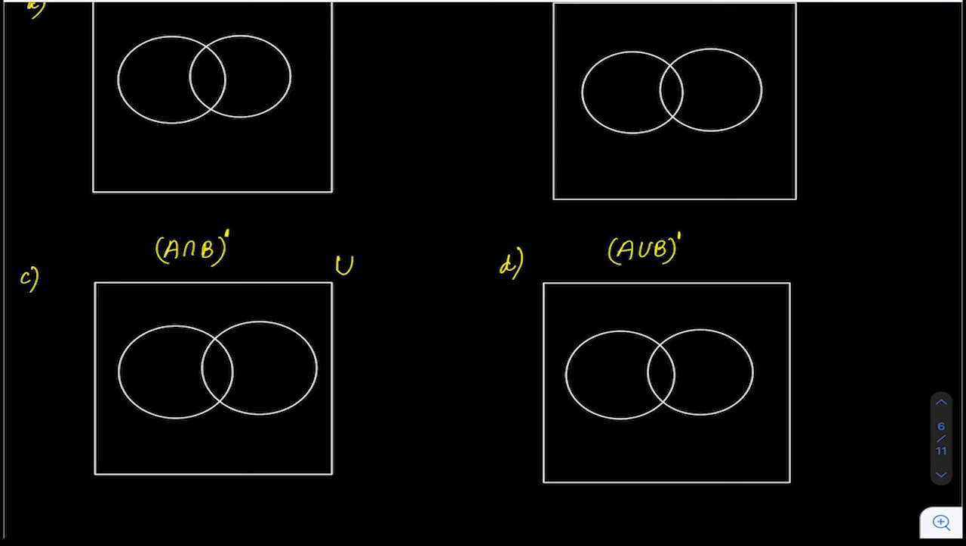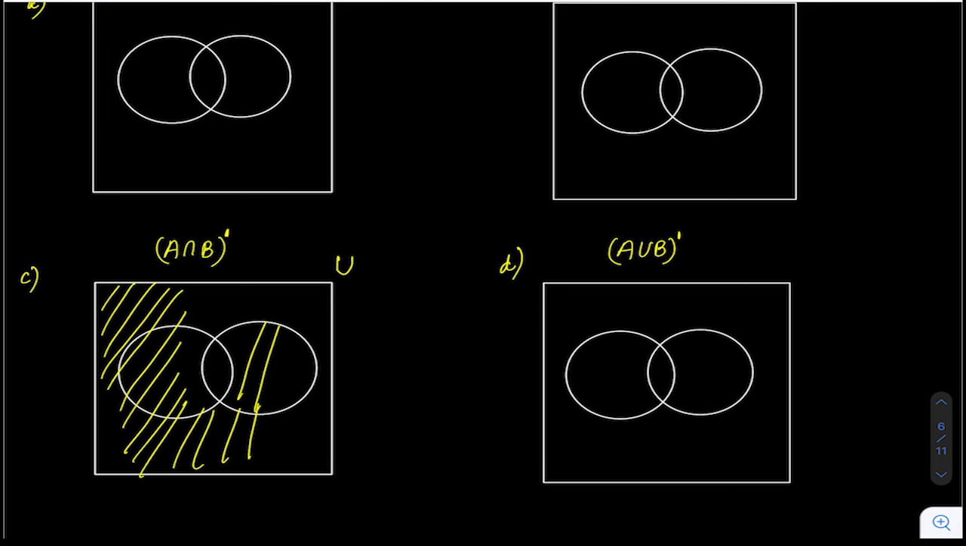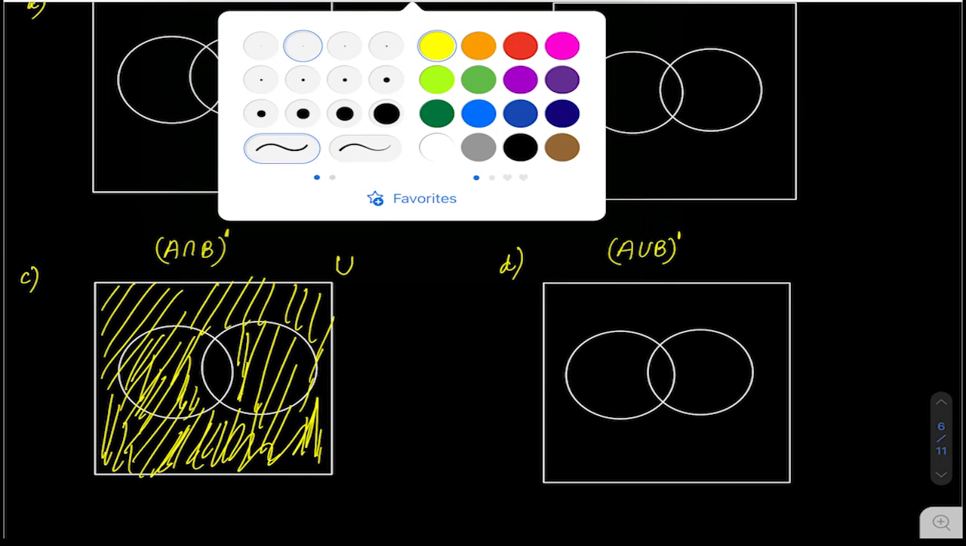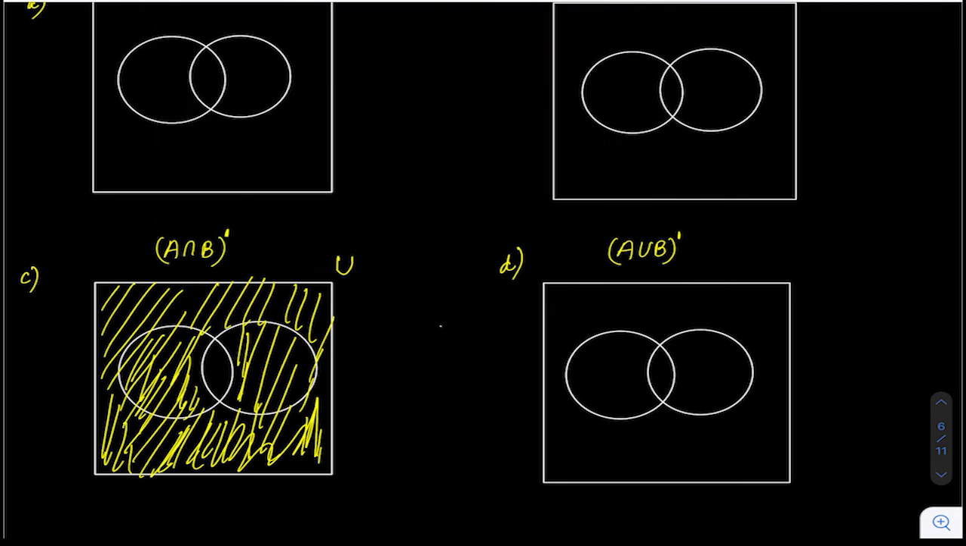So this is my universal set. What is my answer? Everything except the common part. The common part we don't have to shade. Apart from that, everything. So except this common part, everything is A intersection B complement.